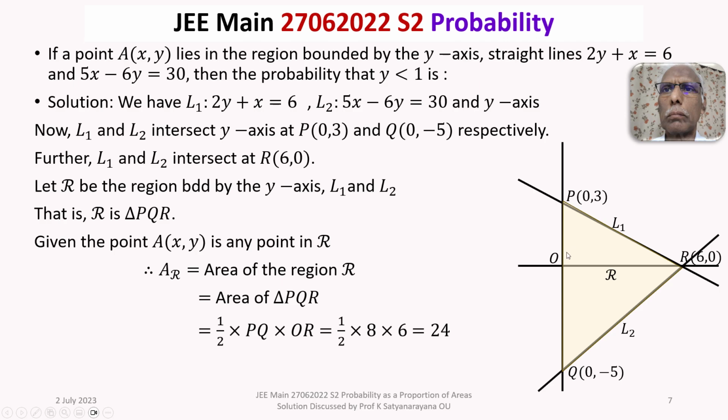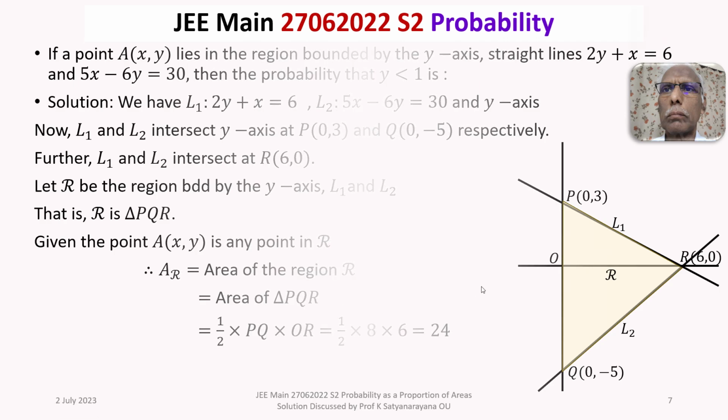Now, how much is PQ? This is 3 units. These are 5 units. 5 plus 3, 8. So, PQ is 8 units multiplied by OR. And OR is, origin is 0, 0. R is 6, 0. So, the OR will be the x coordinate of R minus the x coordinate of 0, that is 6 minus 0 is 6. So 1 by 2 into 8 into 6, 8 6 are 48 by 2, that is equal to 24. So the area of the region R, we got it.